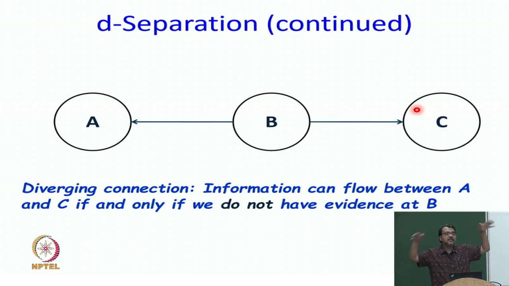In this diverging connection, I have a structure where B is the parent of A and C. And again we ask the question, when can information flow from A to C? The information can only flow through B. I as a child say something about my parent, and since I now know something more about the parent, that says something more about another child. And if I give you B, then this path is cut off, right.